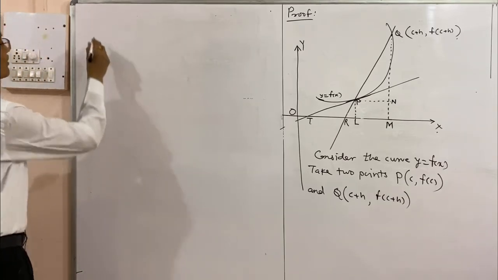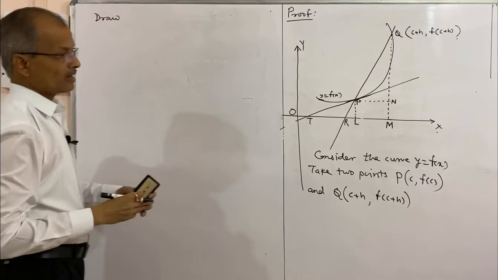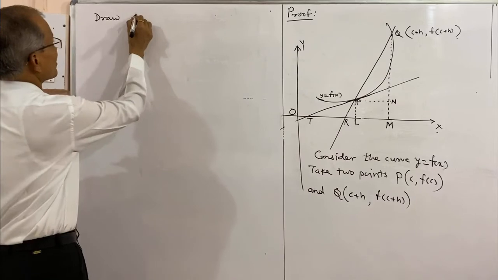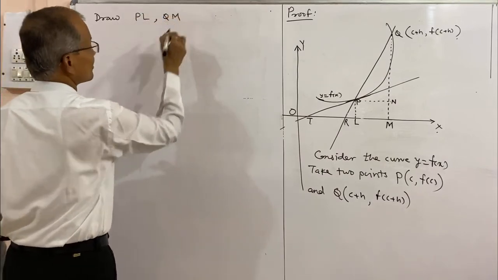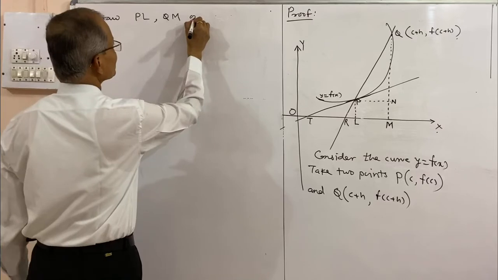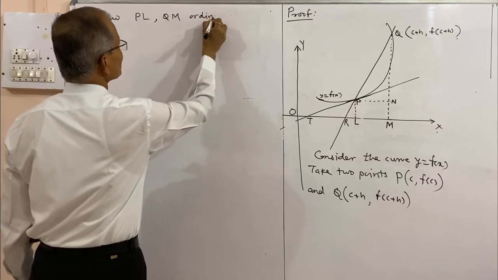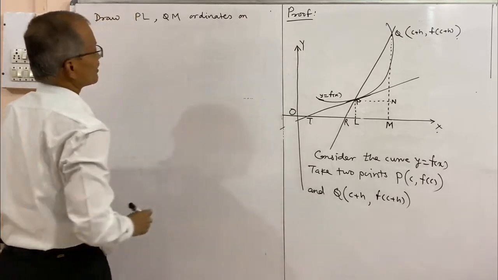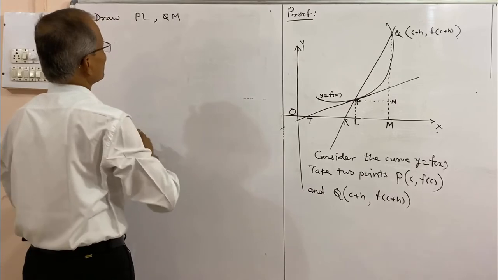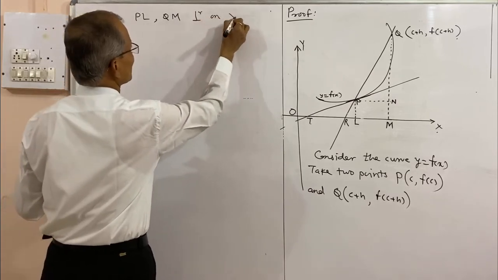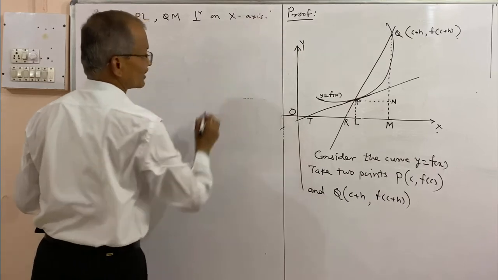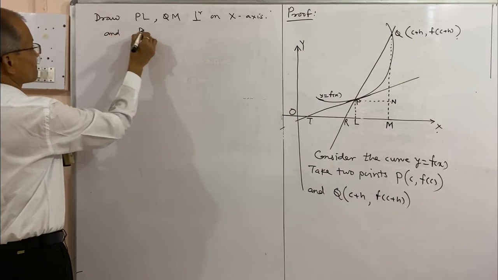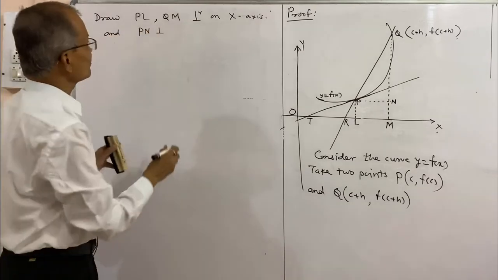Draw PL, QM ordinates, as we have shown in the figure. We have drawn perpendiculars from P and Q on the x-axis. So draw PL, QM perpendicular on the x-axis. Further, draw PN perpendicular. PN is perpendicular to QM.